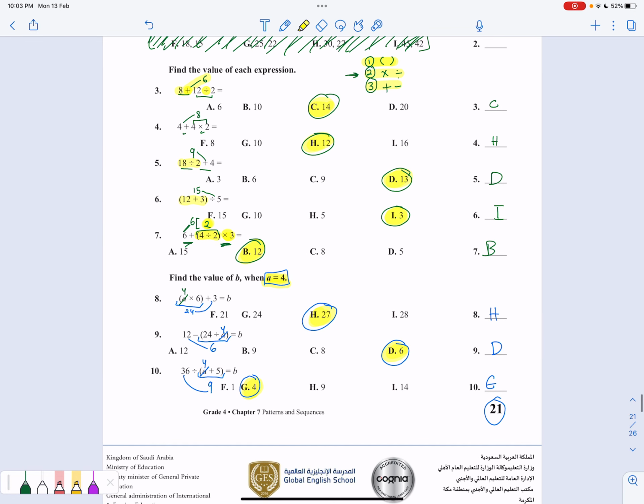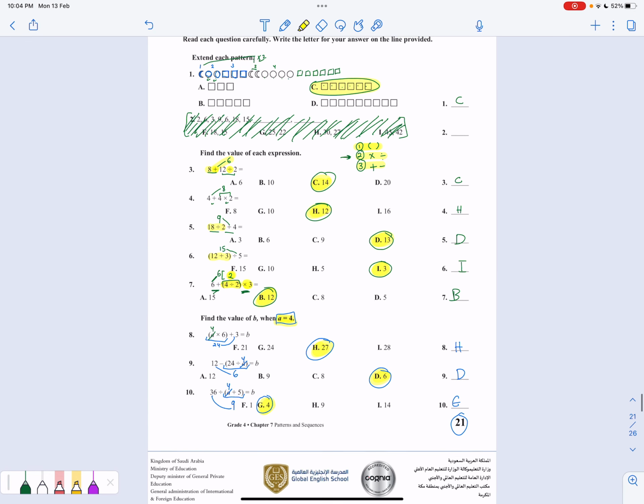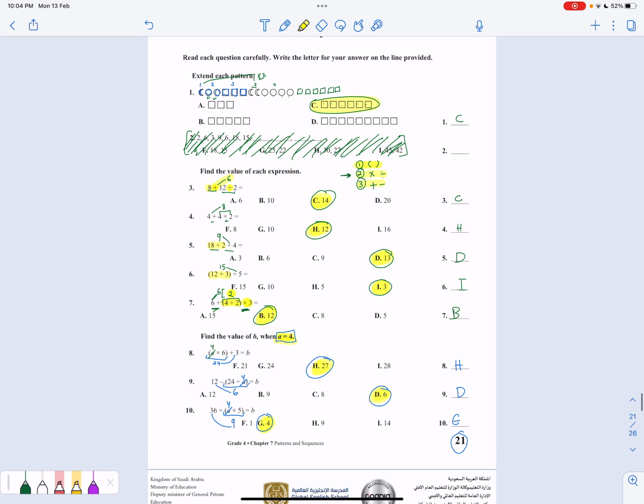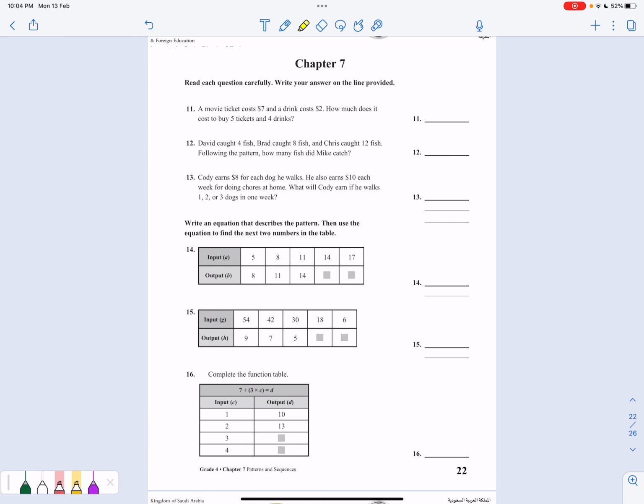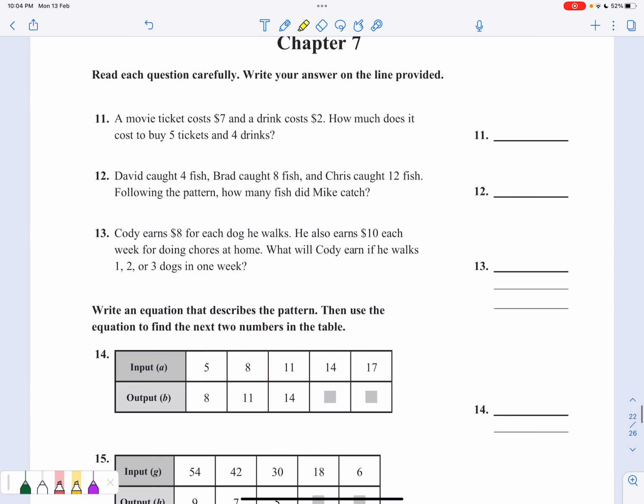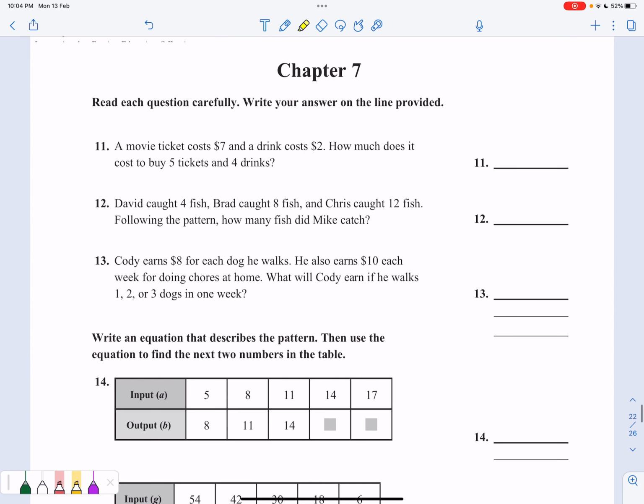I hope everything is clear to you until now. So let's go to the next page. Here we have some word problems along with some tables to complete. So let's read the first question, or question 11 actually.